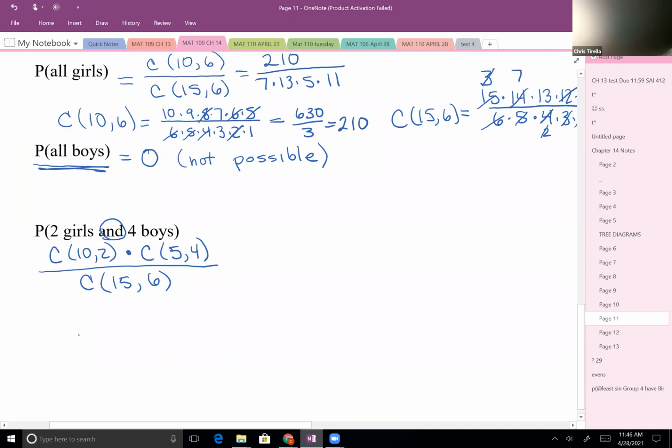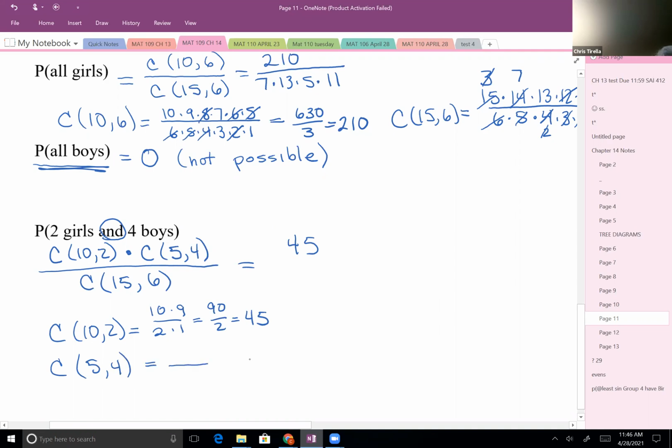And so combination 10, 2 would be 10 times 9 over 2 times 1, or 90 divided by 2 is 45. Combination 5, 4, well, the denominator is 4 factorial. The numerator would be the first 4 factors starting with 5. And so that would leave me with 5.